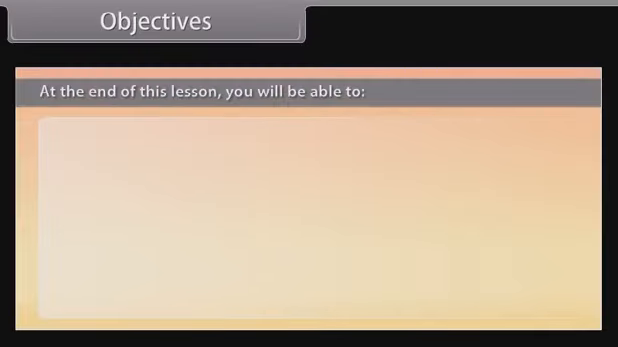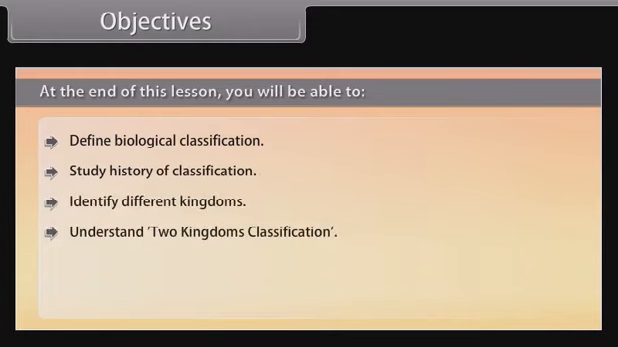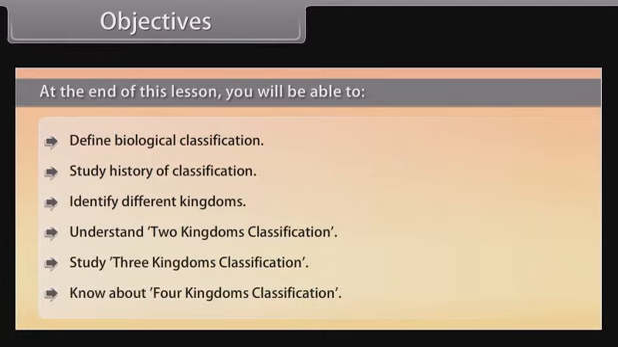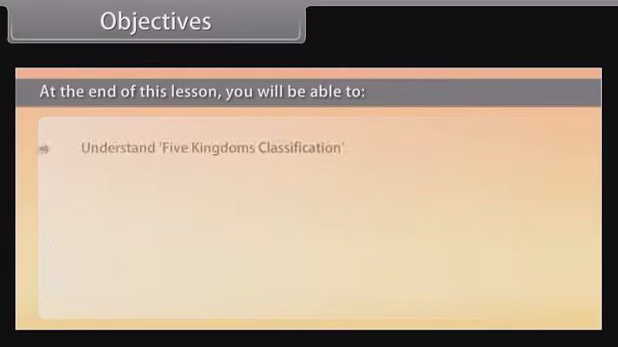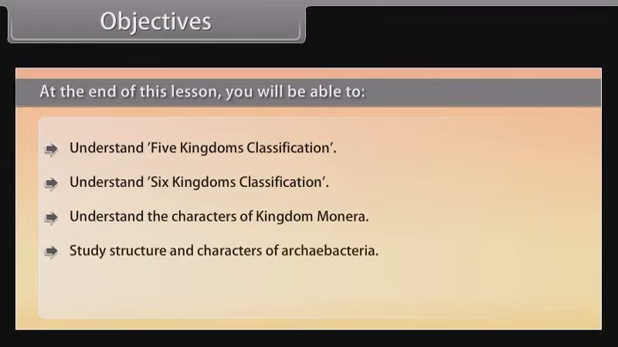Objectives. At the end of this lesson, you'll be able to define biological classification, study history of classification, identify different kingdoms, understand two kingdoms classification, study three kingdoms classification, know about four kingdoms classification, understand five kingdoms classification, understand six kingdoms classification, understand the characters of kingdom Monera, study structure and characters of archaebacteria, study structure and characters of eubacteria.